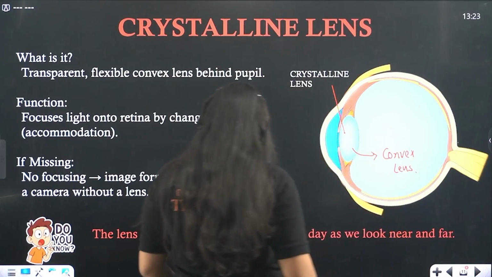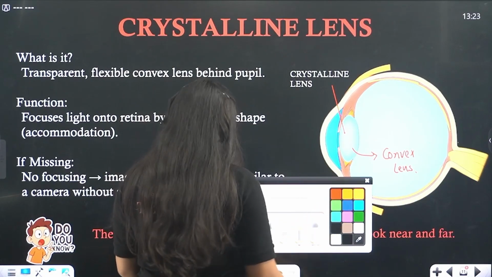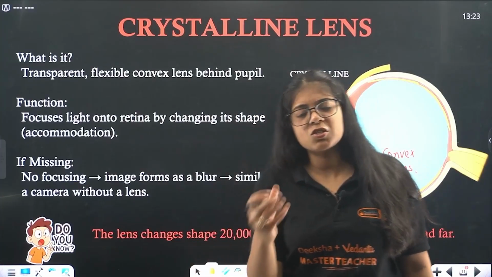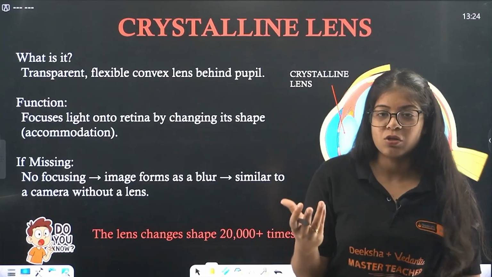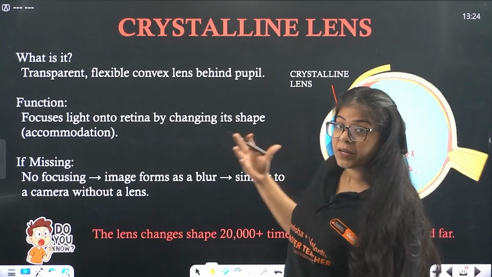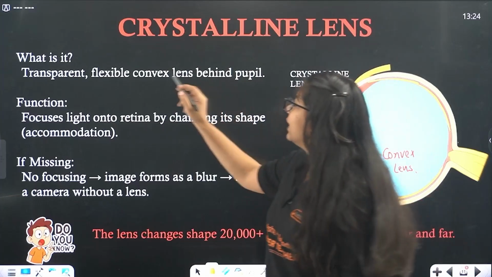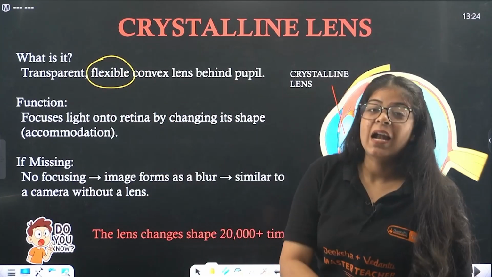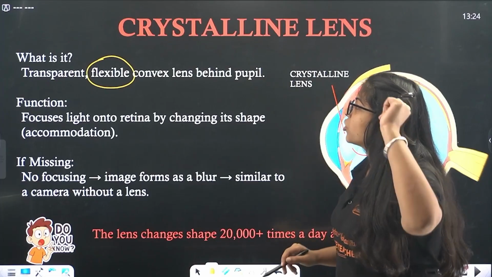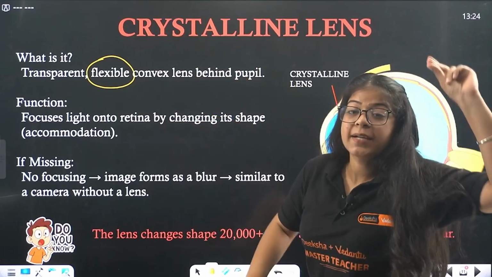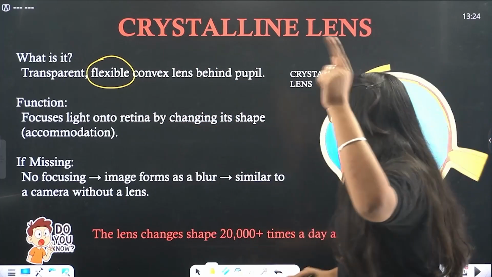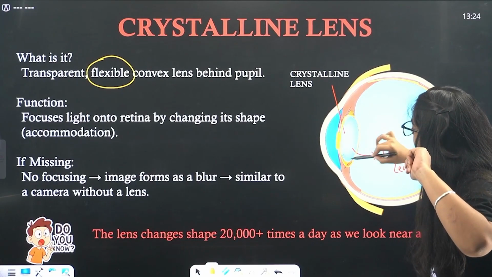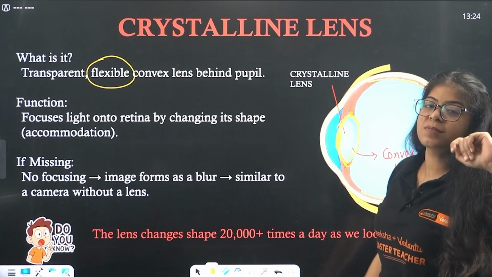Done? Now beta, this lens is the most important part of your eye. Everything is important, but this is also important. So this is transparent, and a very important property, it is flexible. What do I mean by flexibility? I'll tell you in a second. Now pay attention. It is transparent, it is flexible, a convex lens behind the pupil. This was the pupil, right? So this thicker part is your convex lens.